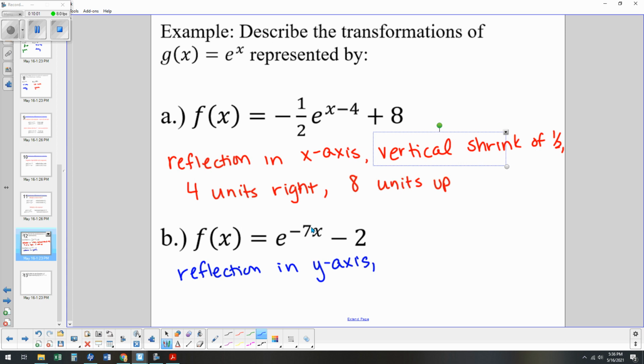And then the 7 is happening to the x, so that's going to be horizontal. So I'm going to start by taking the reciprocal. So the reciprocal of 7 is 1/7. So that's a horizontal shrink of 1/7. And then the -2 is happening after it, so that means it's going to go 2 units down.